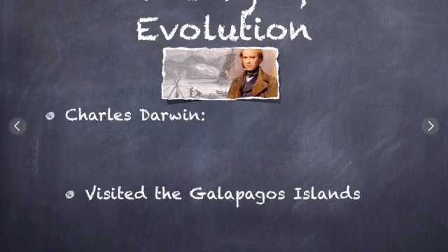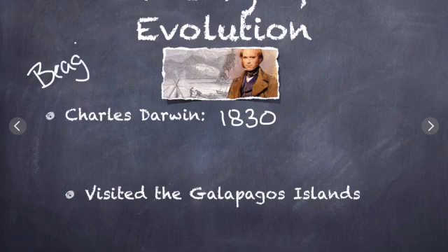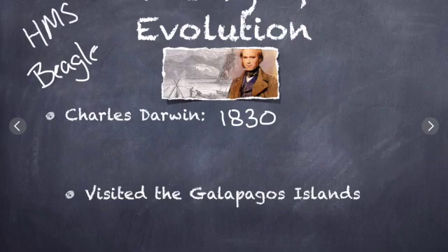Charles Darwin, in the year 1830, sailed around the world in a ship called the Beagle, to be more specific, the HMS Beagle. In his trip around the world, he visited a lot of places, but the most famous place he visited was the Galapagos Islands. And what he looked at there is what are known as Darwin's finches.